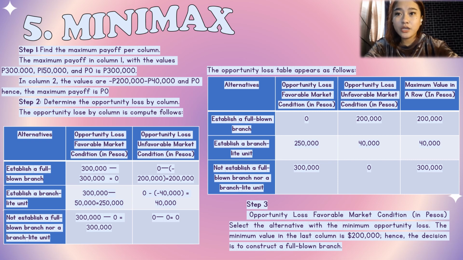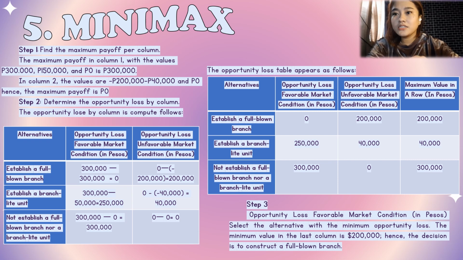So, using the payoff table of Miss Salvin Bank, the following steps are performed to select the alternative under the minimax criterion. Step 1, find the maximum payoff per column. The maximum payoff in column 1 with the values 300,000, 150,000, and 0 is 300,000. In column 2, the values are negative 200,000, negative 40,000, and 0. Hence, the maximum payoff is 0. Step 2, determine the opportunity loss by column. The opportunity loss by column is computed as follows.